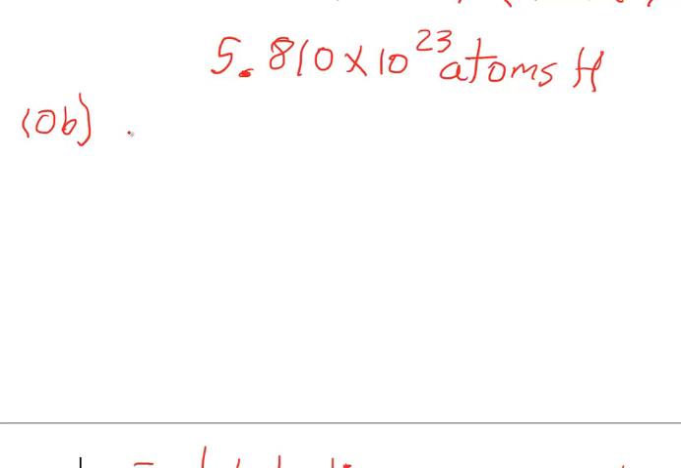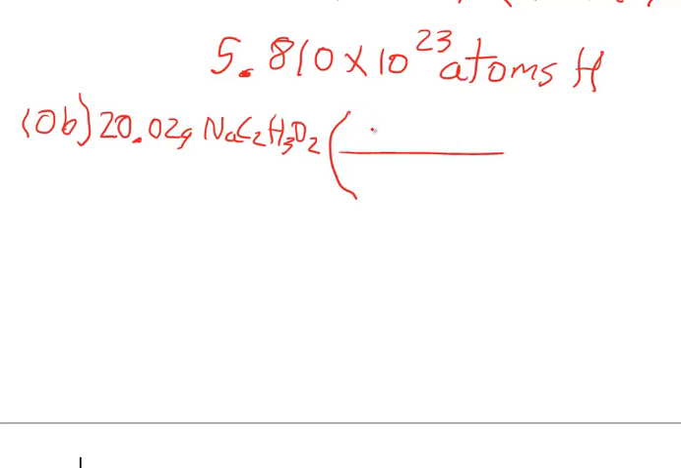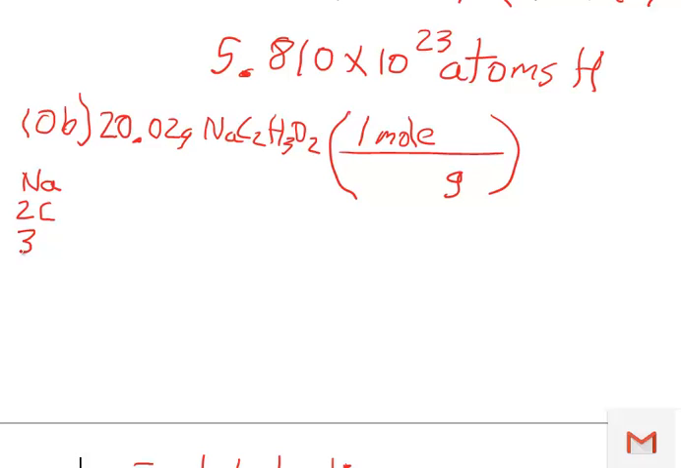And let's do one more example. Let's do 10b. 20.02 grams of NaC2H3O2, sodium acetate. So I want to go 1 mole, and I need the mass of sodium acetate. So once again, I need to do Na, 2 C's, 3 H's, and 2 O's.